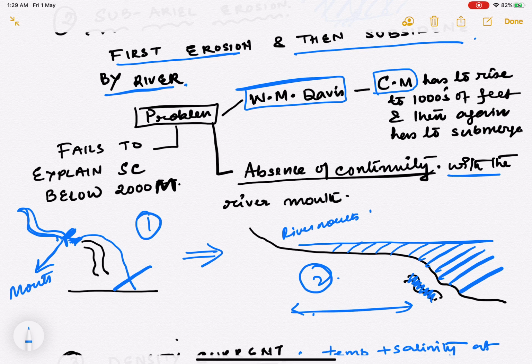Another thing that it fails to explain is the existence of the submarine canyon below 2000 meters. This theory basically fails to explain such canyons.